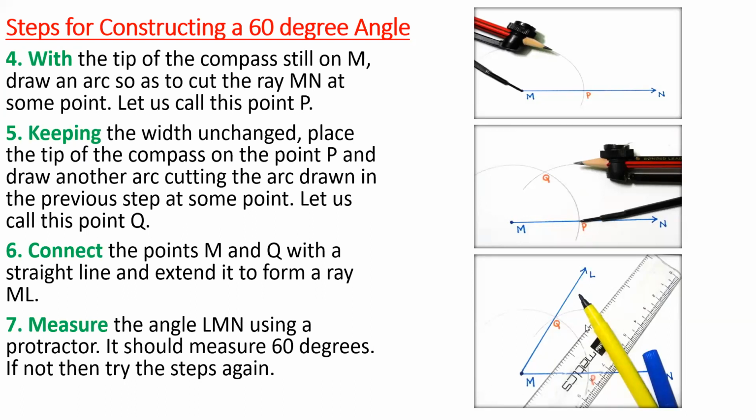So that angle formed is supposed to be 60 degrees. Now, what you have to do is use a protractor to measure it to see if it's indeed 60 degrees. If it is 60 degrees, then you have done it accurately. If it's not, then you have to redo it.